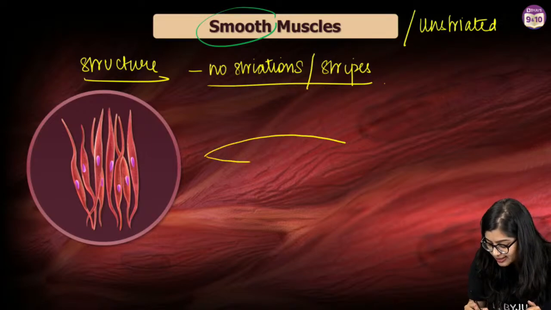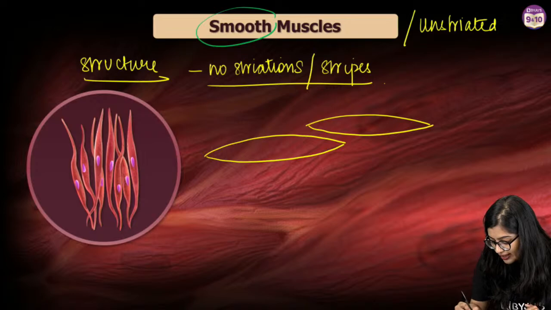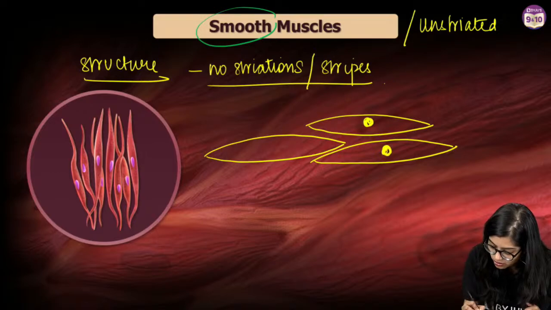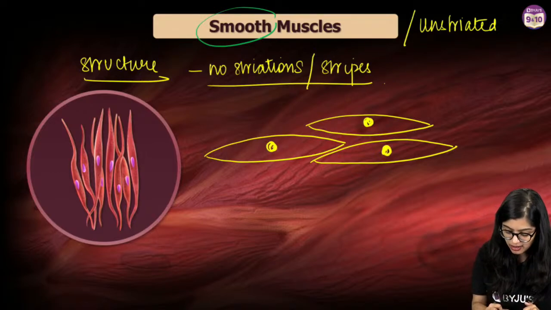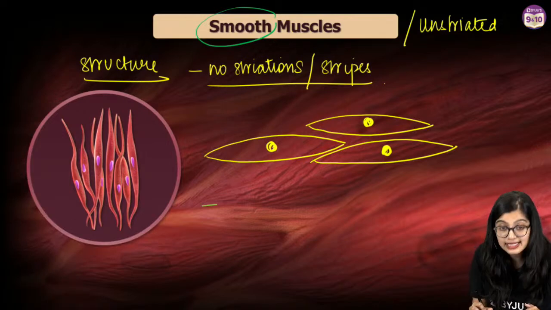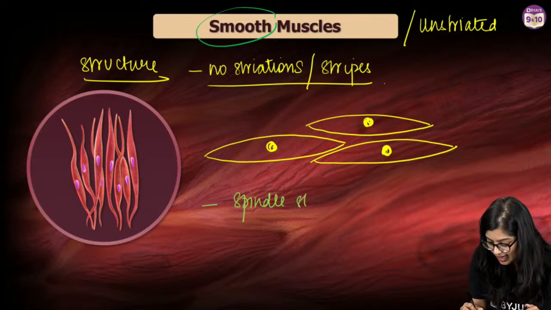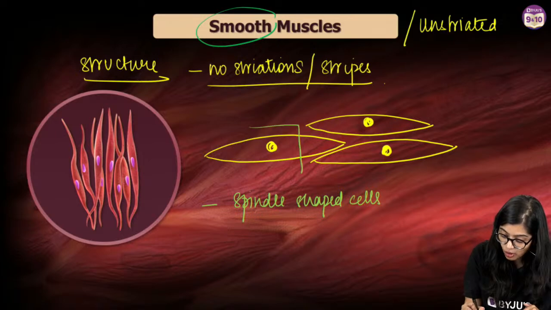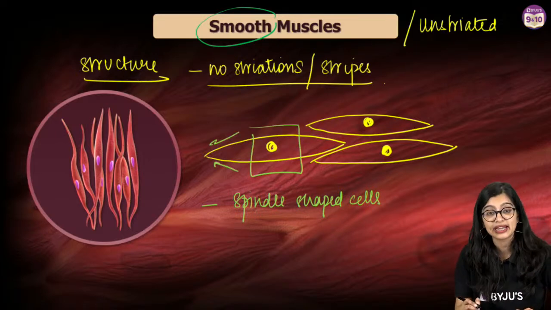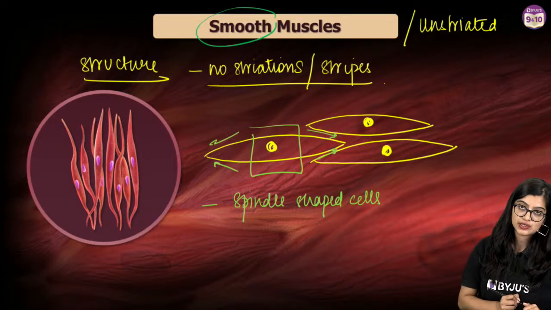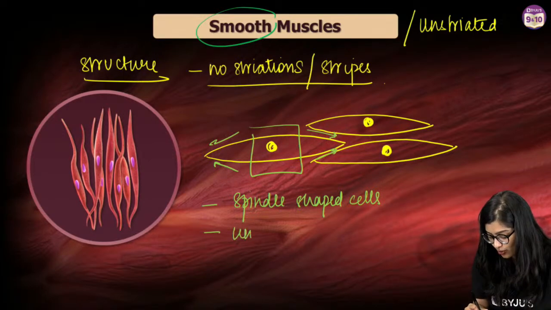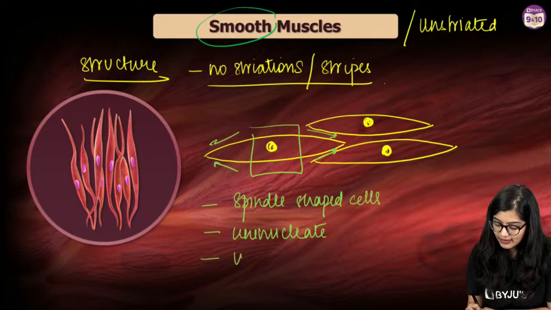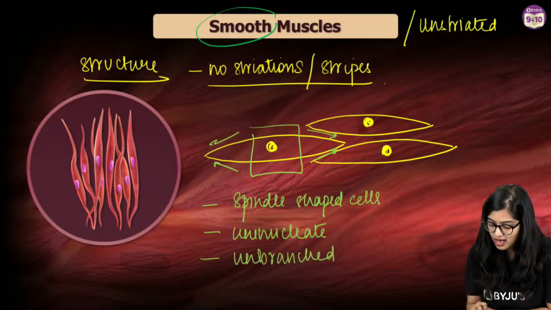If I were to take one single smooth muscle cell and draw it like this, it will appear to be something like this. This particular shape is called spindle shaped, so we call these spindle shaped cells. Spindle shape is where it is broader in the center and tapering, or narrow, at the edges. These cells only have a single nucleus, so they are uninucleate, and there are no branches present, so they are unbranched.